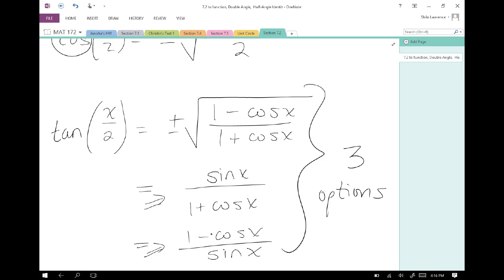So we've got three different options for tan of x over 2. We could use any of those three and they would all give us the correct answer. So these are all of the identities in section 2. And what I want to do now is go through some problems to show you why we would want to know these identities and what we would use them for.